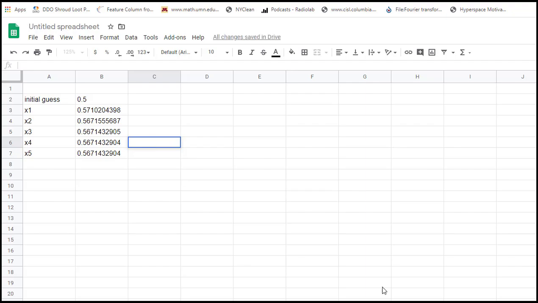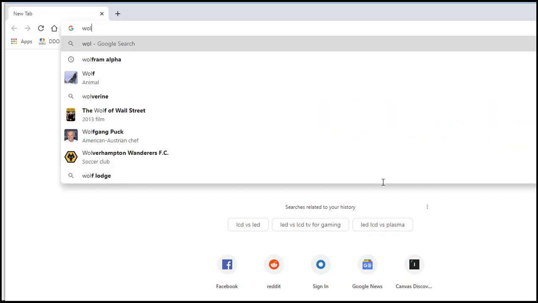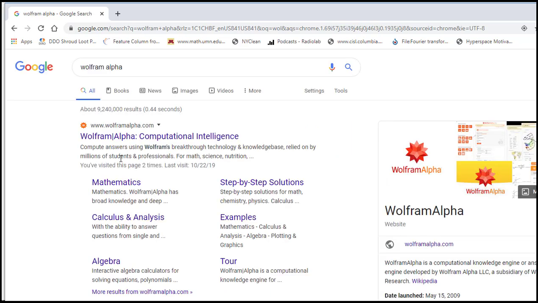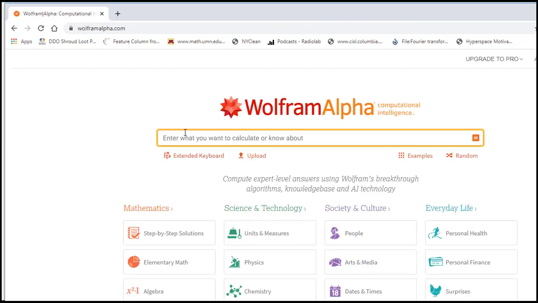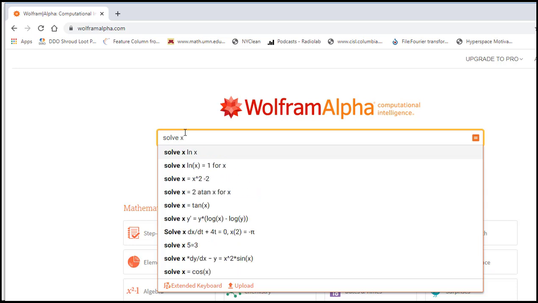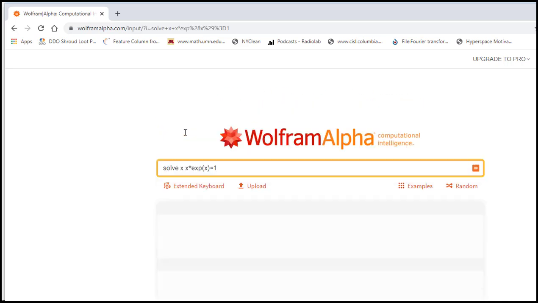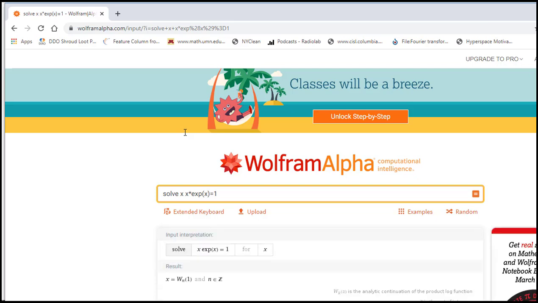There we go. Of course, if I was really going to do this, I wouldn't do any of this business. I'd let Wolfram Alpha do it. I go to Wolfram Alpha and I tell it to solve for the variable x in this equation: x e to the x equals 1. Bam! Done. It's the W function, of course. The W function.